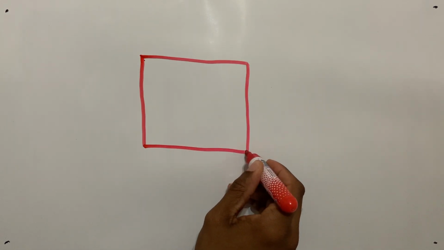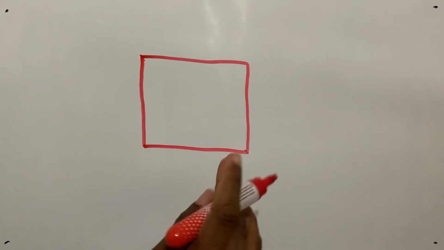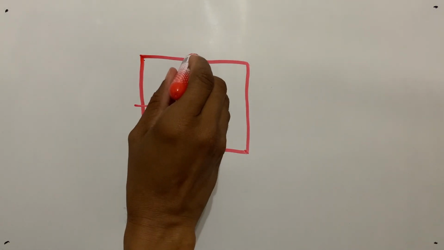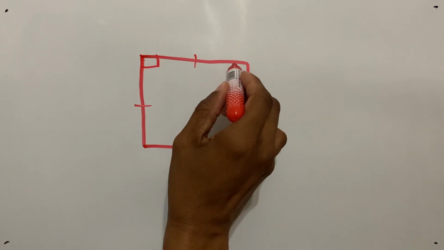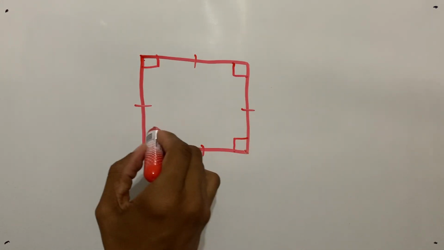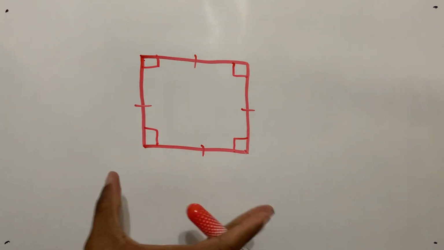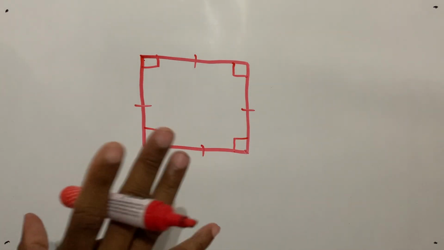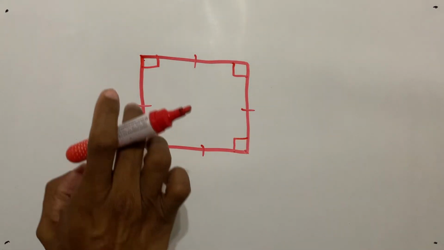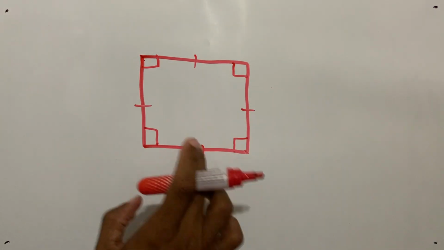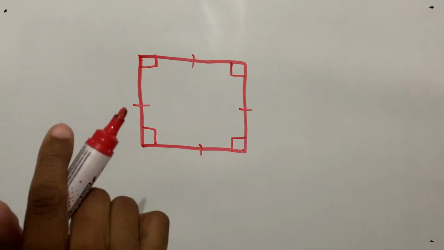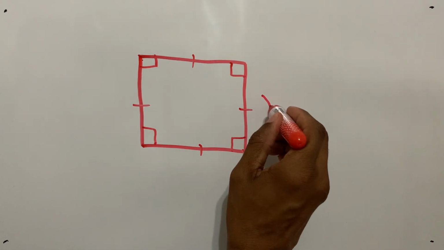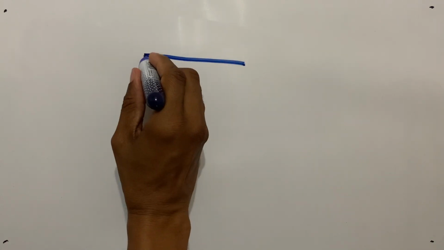Now let's look at a square. Everyone knows what a square is. All four sides are the same. All of these angles are 90 degrees. So guess what happens with a square? A square is a rectangle with all the sides equal in length. It has all the properties of a parallelogram, a rhombus, and a rectangle. Very important to know.